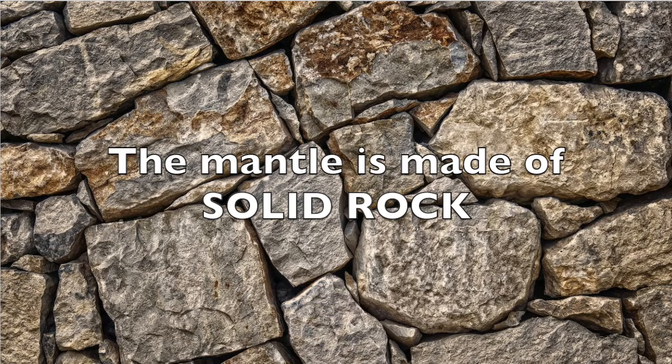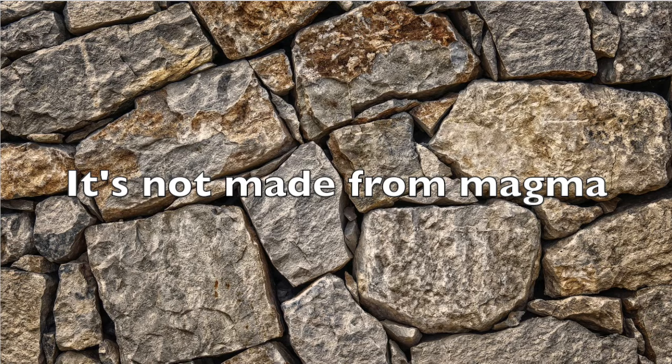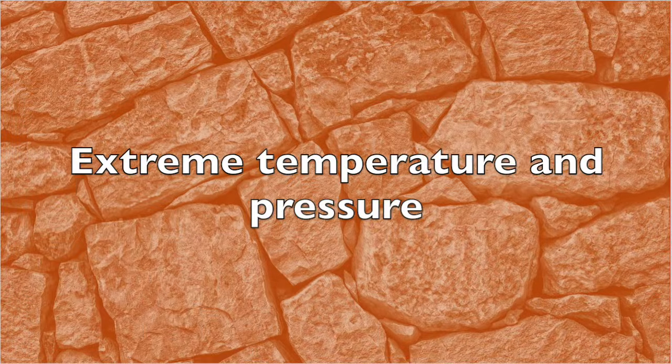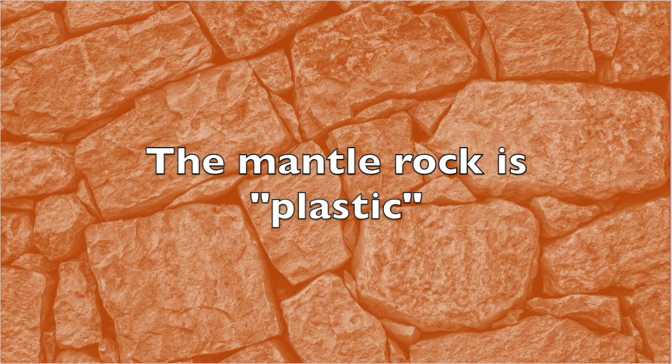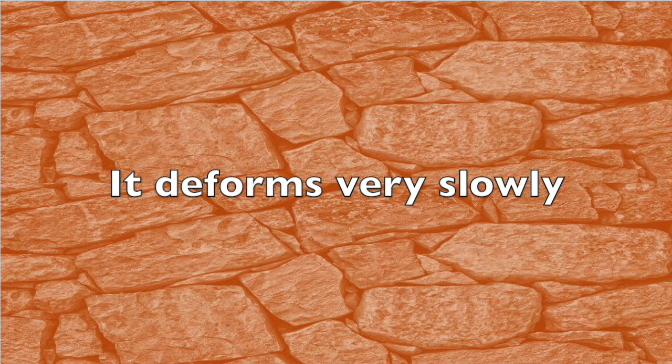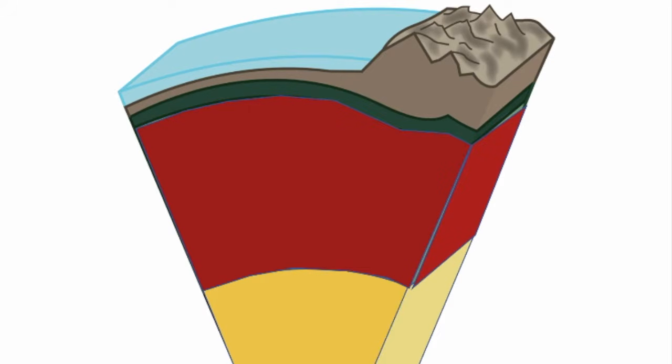The mantle is made of solid rock. It's not made from magma, like some of the pictures would have you think, but extreme temperature and pressure makes the rock in the mantle much less rigid and brittle than the rock in the crust is. We say that the mantle rock is plastic, which means it can deform. But it deforms very, very slowly. We're talking millions of years. The upper part of the mantle is about 200 degrees Celsius, but the lower part of the mantle is about 4,000 degrees Celsius at the boundary between the mantle and outer core.